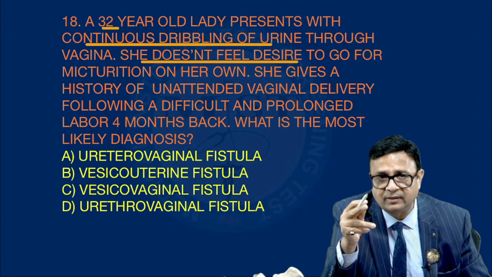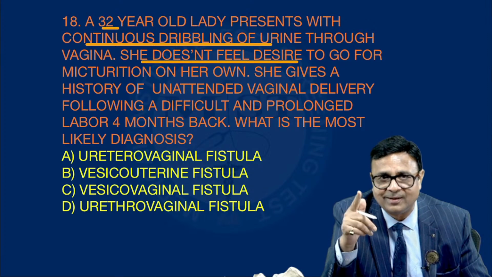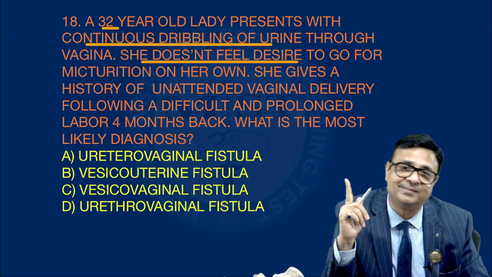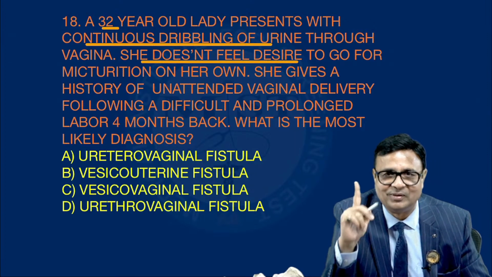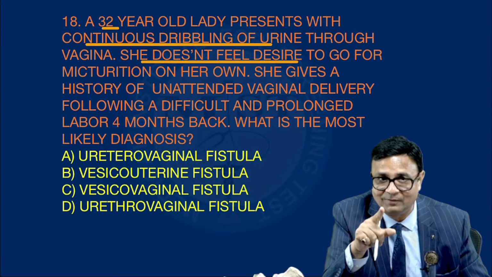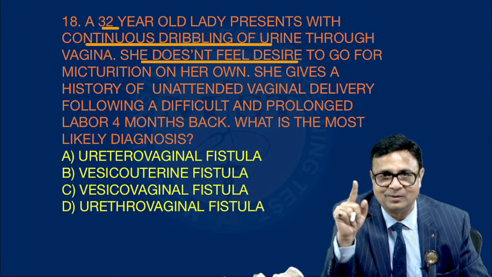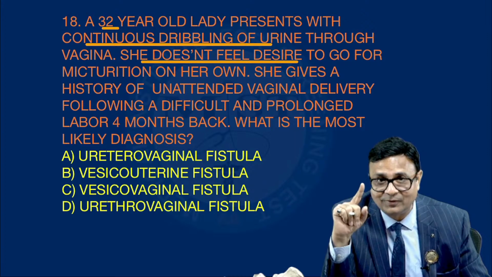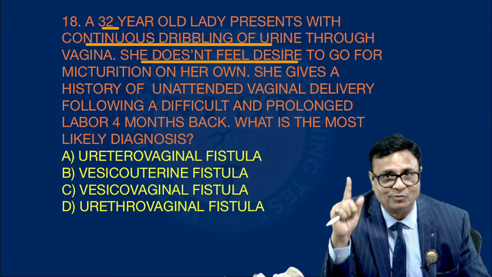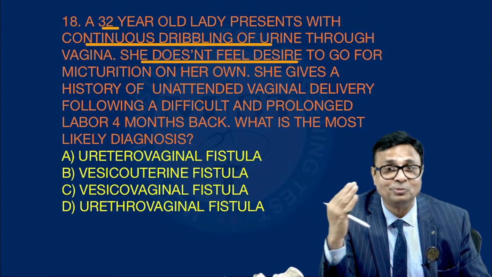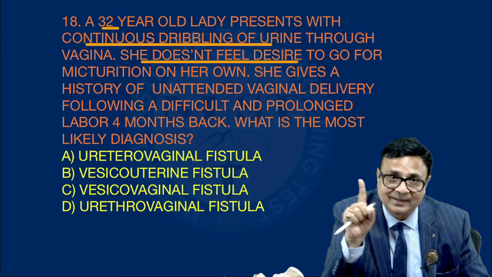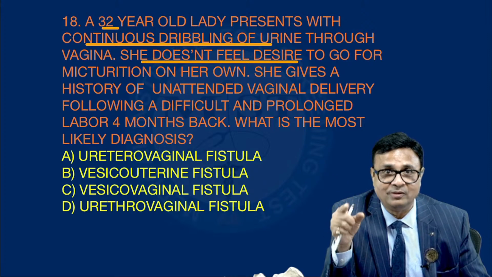Fine. So she doesn't feel desire to go for micturition. So what has happened to her? Which type of fistula is this? Everyone is writing C, vesicovaginal fistula. In vesicovaginal fistula, she does not feel desire to go for micturition on her own. In ureterovaginal fistula, she feels desire to go for micturition on her own. In urethrovaginal fistula, there is dribbling of urine only at the time of micturition.